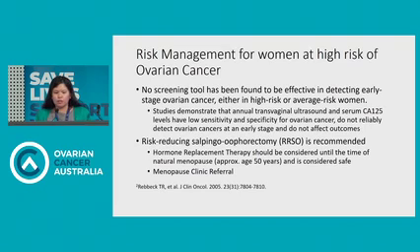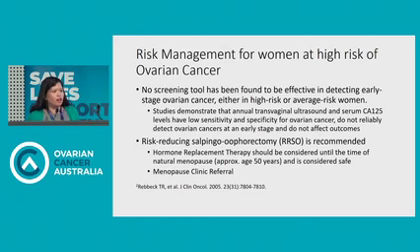Now, I've alluded to this before, but I would like to cover this. As many of you know, unfortunately, there is no screening tool that's been found to be effective in detecting early stage ovarian cancer, either in high risk or average risk women. Some of you may have heard about annual ultrasound of the ovaries and measurement of tumor markers known as CA125. A lot of studies have shown that in combination these do not reliably detect ovarian cancers at an early stage and do not actually affect the outcomes of these women, in both the high-risk and average risk scenarios.